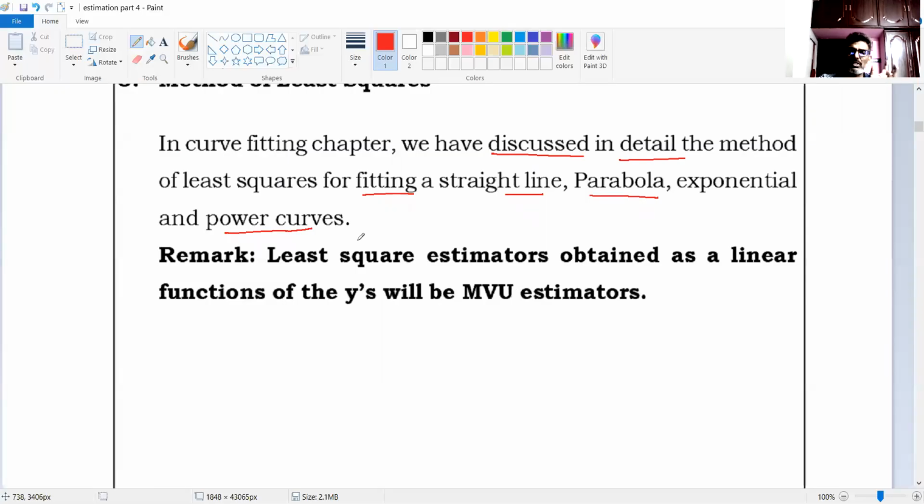So you have to use the same procedure, techniques, and properties, and apply the same concept to find the method of least squares estimators. The method of least squares estimators obtained as a linear function of the y's will be minimum variance unbiased estimators. Remember, this point is very important for the examination. Method of least squares estimators obtained as a linear function of the y's will be minimum variance unbiased estimators.